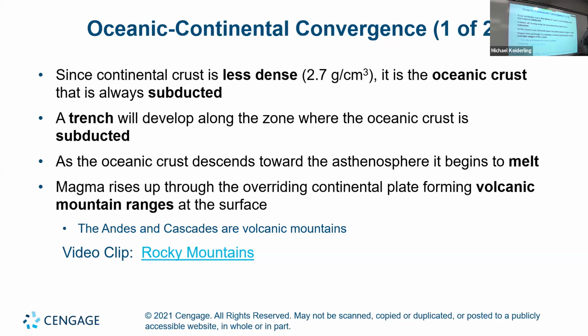So some examples of this are the Andes along the west coast of South America, where the Pacific plate is going under the South American plate, and the Cascades up in Oregon and Washington, where the small plate near Oregon and Washington is going under the North American plate. I can never remember the name of that plate. But these create these volcanic mountain ranges on continents.